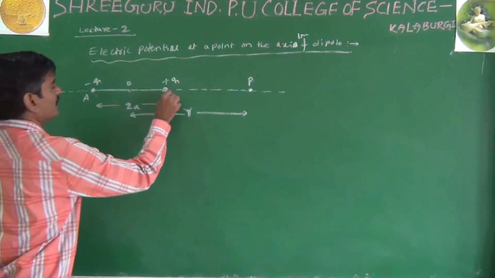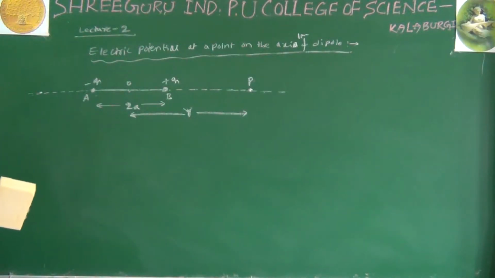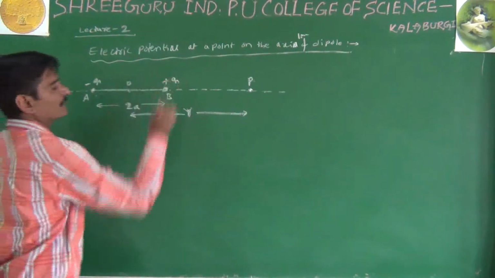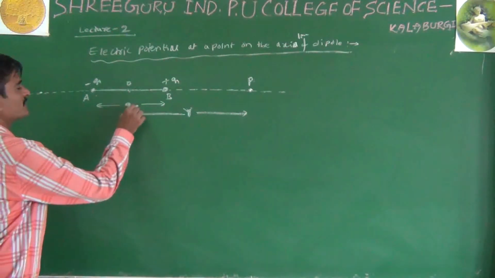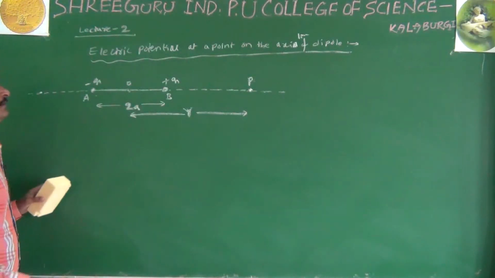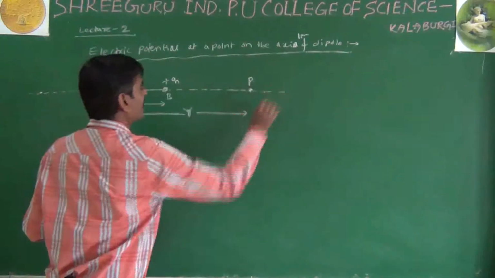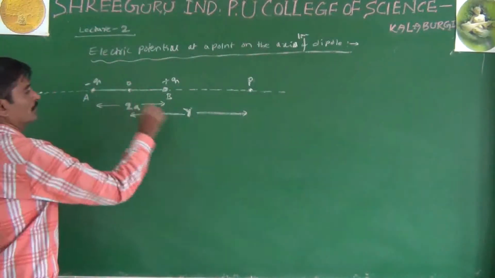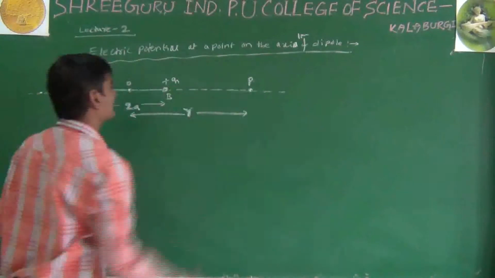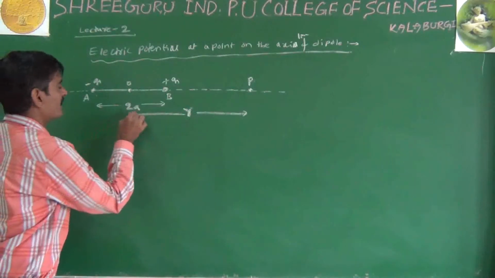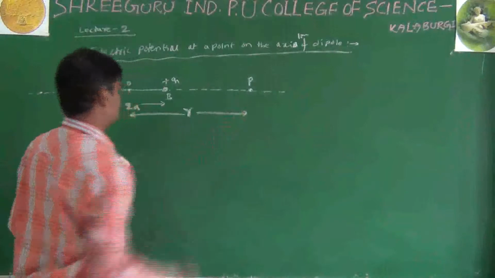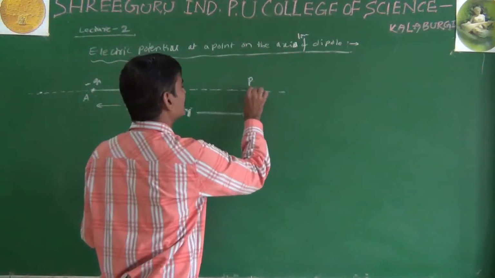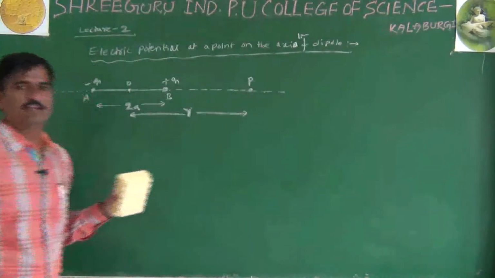I will write it as A and B just for our convenience. Consider an electric dipole consisting of charges minus q and plus q separated by a distance 2a. Let P be a point on the axial line of the dipole at a distance r from the center of the dipole. Now we have to find electric potential at this point.